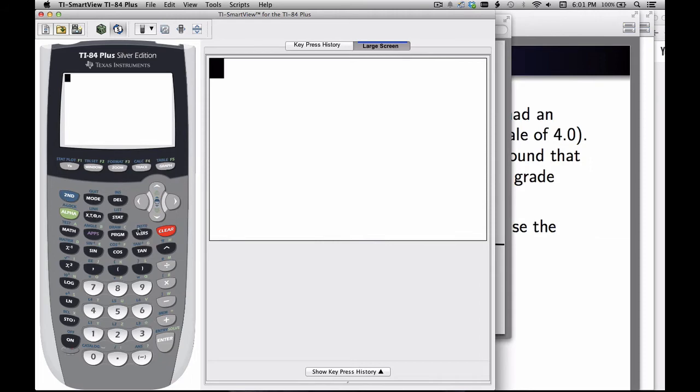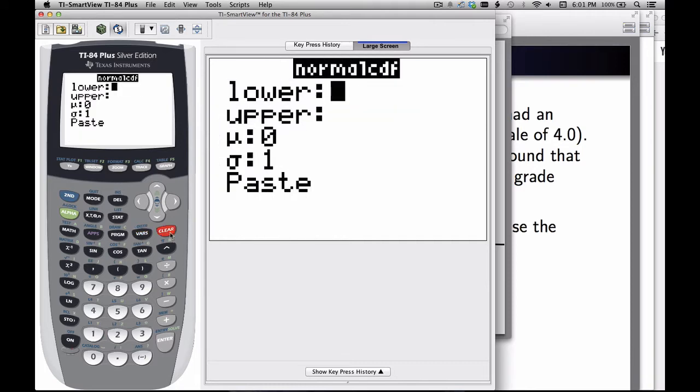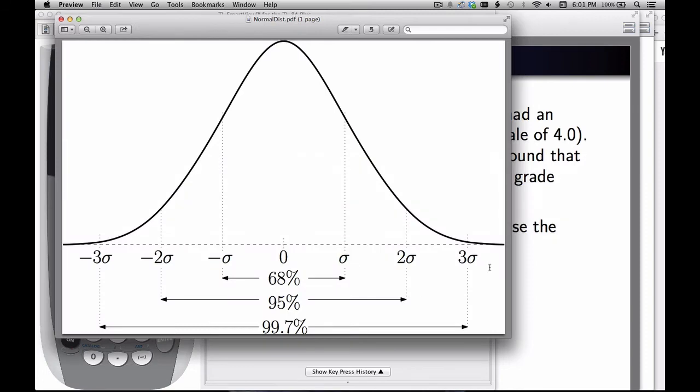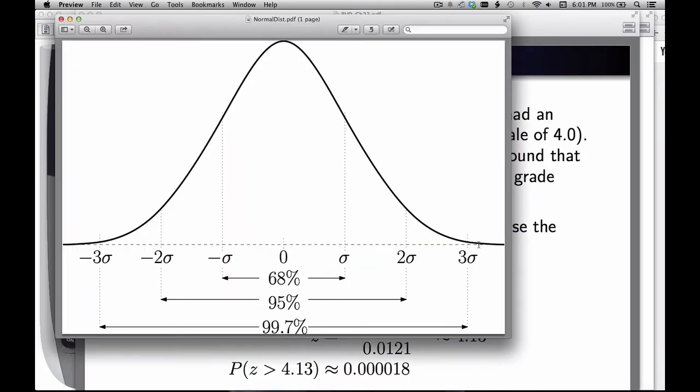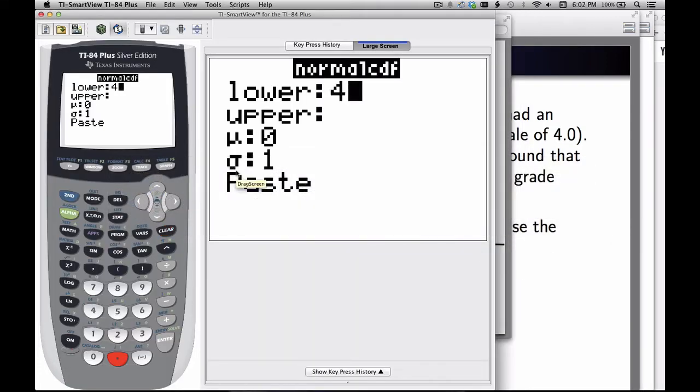So let's come in here to distributions, and we want to do normal CDF, okay? And so if I'm going from 4.13 and above, my lower bound is 4.13, my upper bound is positive infinity. Well, we don't have an infinity button on the calculator, but for all intents and purposes, 100 standard deviations above the mean is just as good as infinity, really.